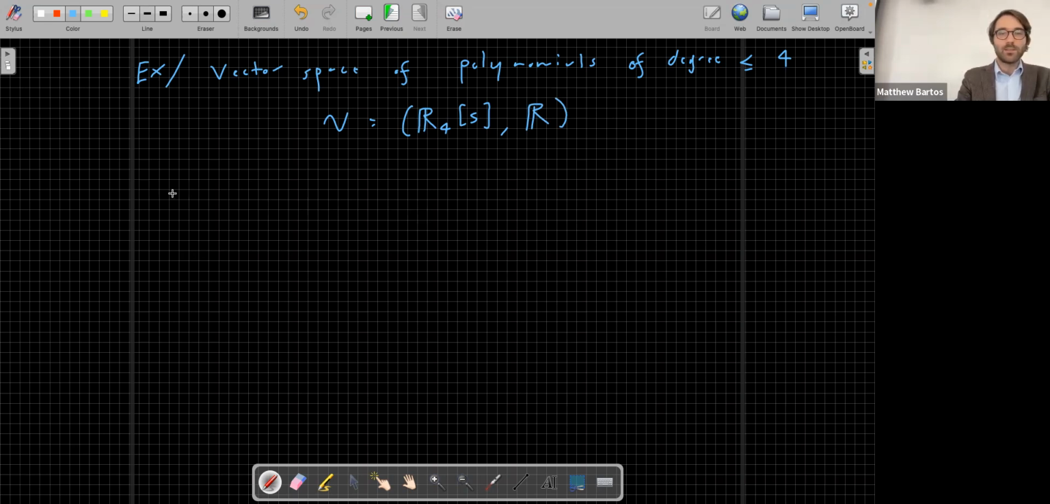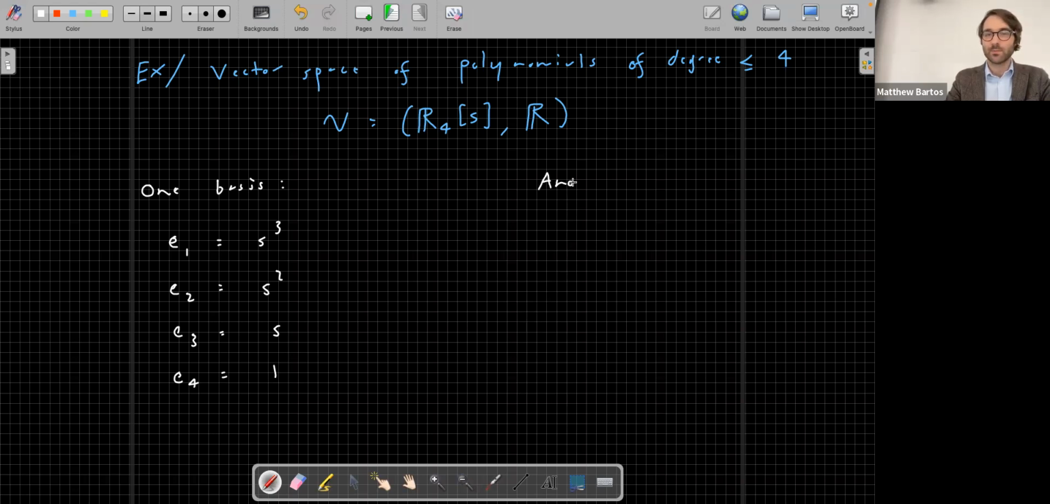So one basis for this vector space is, we'll just write our basis elements as the letter E. We have E1 is equal to S cubed, E2 is equal to S squared, E3 is equal to S, and E4 is equal to 1. We can also define another basis.